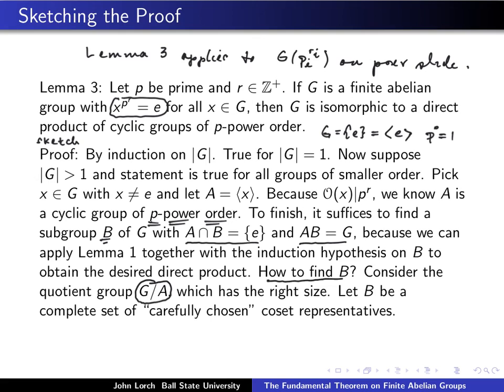So, G mod A is going to be some cosets. In fact, all the cosets of A in G. And what you want to do is sort of select representatives of these cosets in a good way to form this subgroup B. So once you have done that, then you will have proved the theorem.